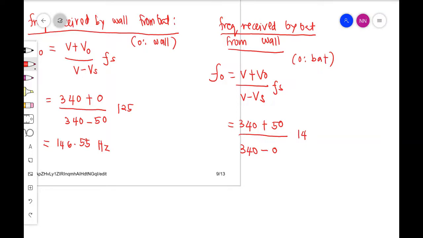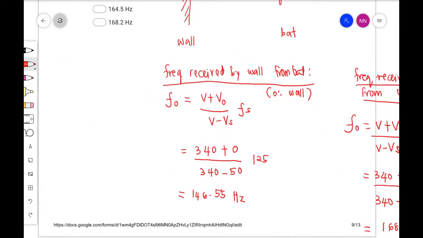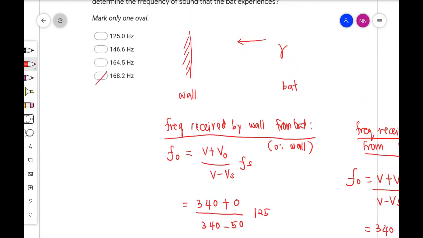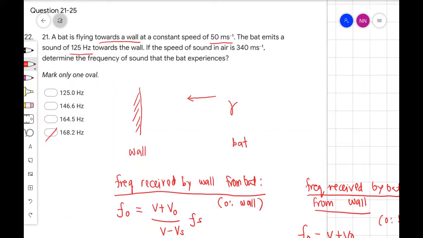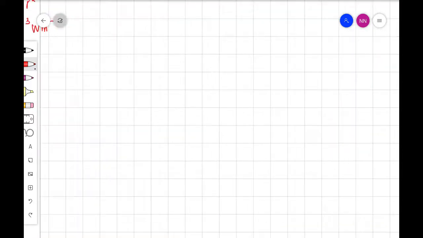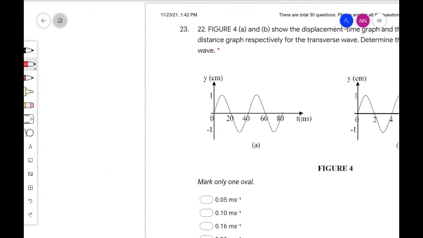The wall receives 146.55, so the frequency received by the bat is 168.1 Hertz. So the answer is D, 168.2 Hertz. Okay, D. That one is number 21, and then proceed to number 22.